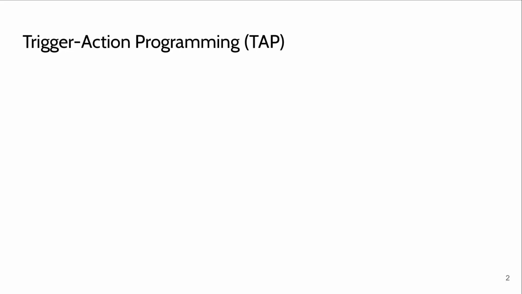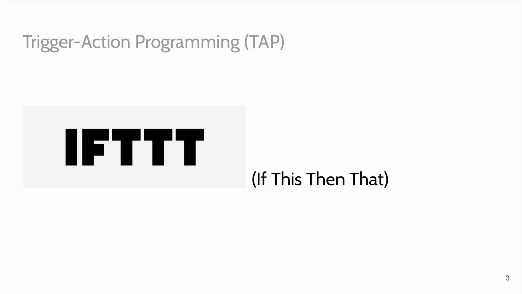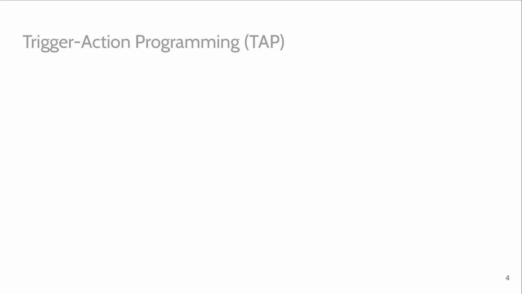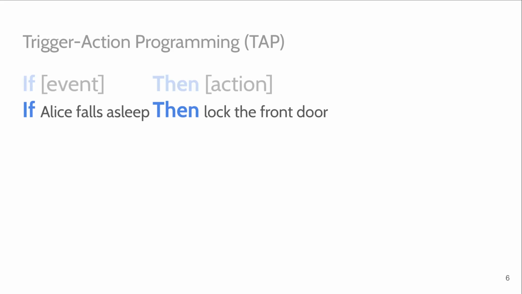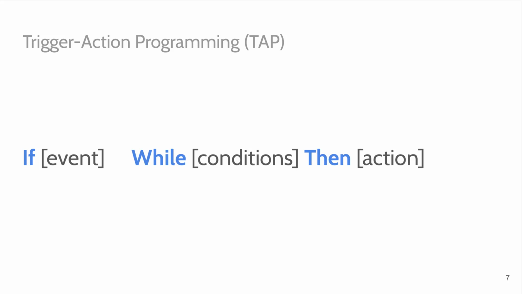Trigger action programming, or TAP for short, is an end-user programming paradigm commonly used in services like If This Then That. Each trigger action program contains one or more event-driven rules, in the form: if some event happens, then do something. For example, if Alice falls asleep, then lock the front door. We can also specify conditions to restrict when the rule applies.